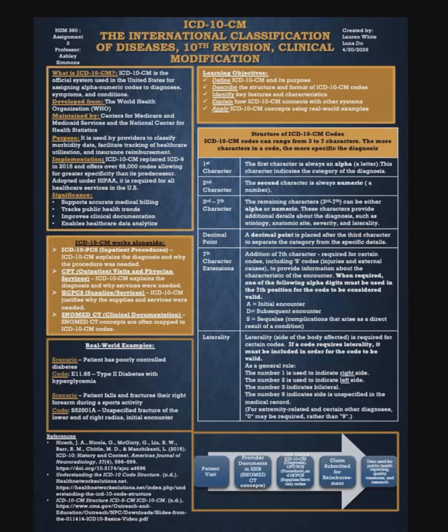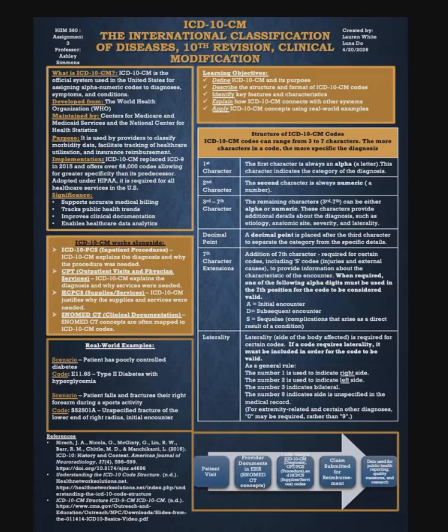So the structure of an ICD-10 code can range from 3 to 7 characters. The more characters in a code, the more specific the diagnosis. The first character in an ICD-10 code will always be a letter. The second character will always be a number. The third through seventh characters can be either alpha or numeric, either a number or a letter.